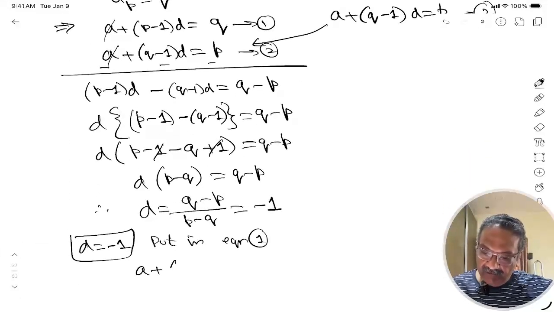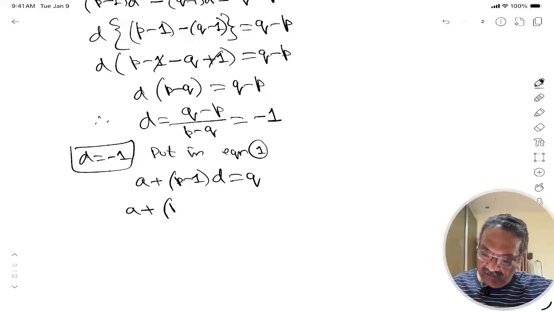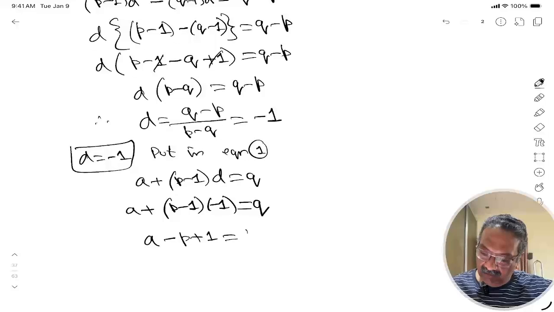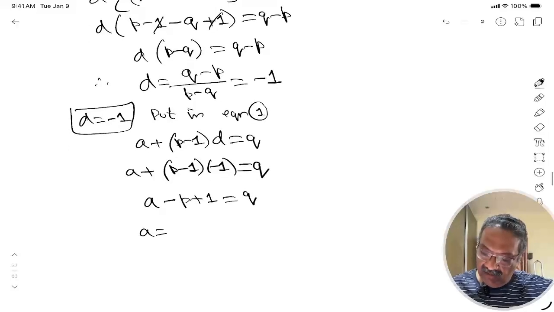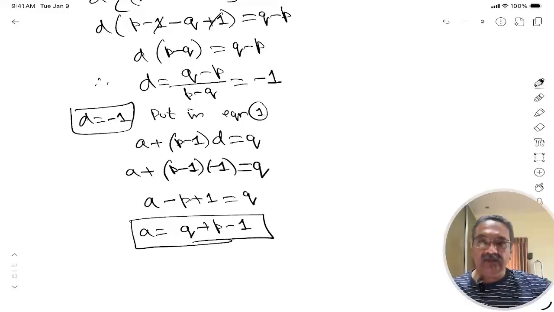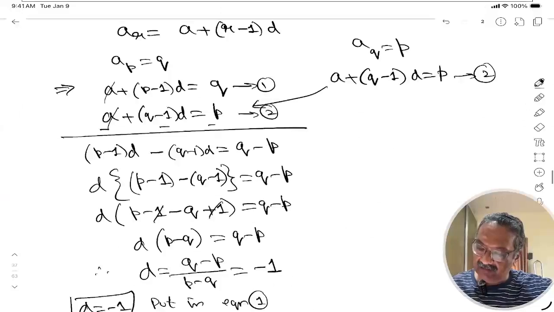By putting in equation 1, A plus P minus 1 into D is equal to Q, or A plus P minus 1 into minus 1 is equal to Q. So A minus P plus 1 is equal to Q, so A is equal to Q plus P minus 1. We got A, we got D. Now what is the rth term? What have they asked? The rth term.